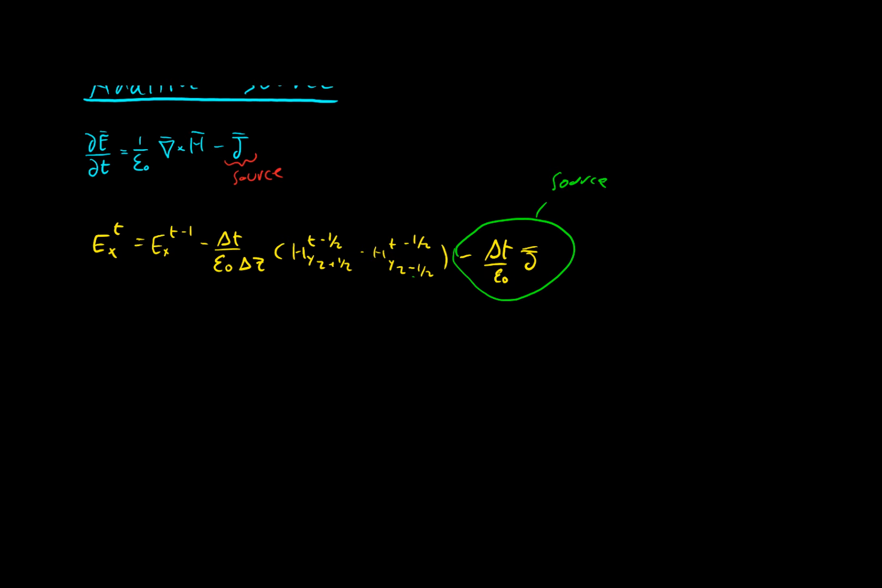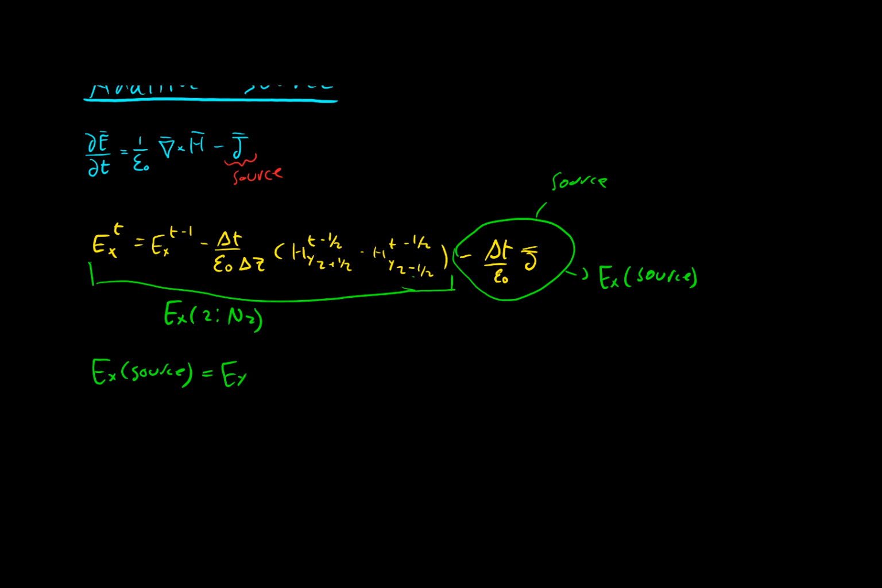So we've already calculated in our program this thing here for Ex from 2 to nz. If we make this only happen at one grid point, say Ex of source, well, we don't want to add it to the whole thing. We just want to add it to one point, Ex source. So what we can do is say that Ex source is equal to the previously calculated source point plus a source.